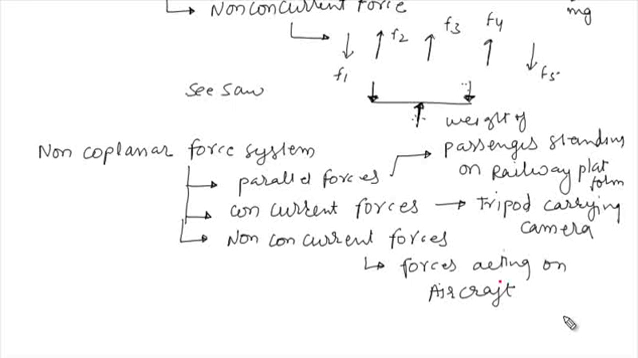So we have already defined the force system and the classification of this force system. So we can easily visualize the different force systems and we can easily say this one is a coplanar force system, this one is a non-coplanar force system, this is a co-linear force system. So it was all about force system.